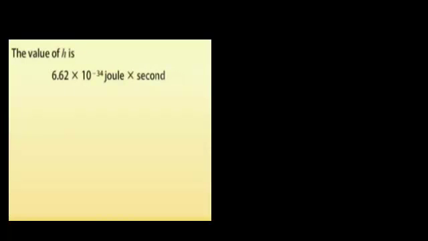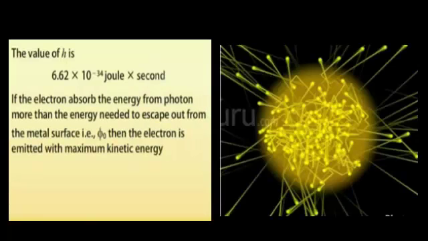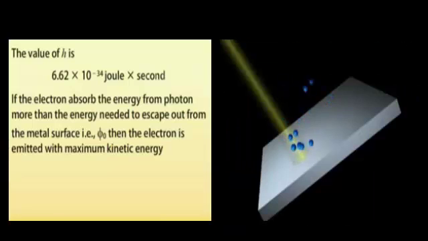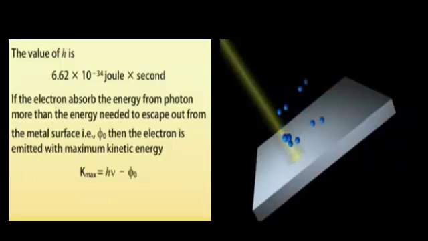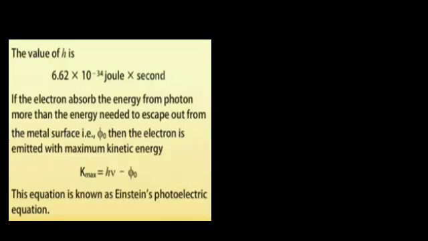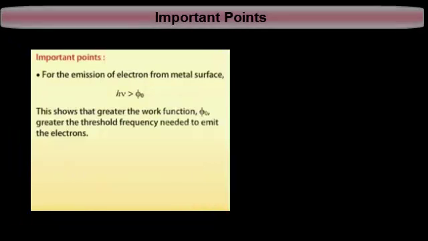For the emission of an electron from the metal surface, hν is greater than φ₀. This shows that the greater the work function φ₀, the greater the threshold frequency needed to emit the electrons. The more the number of photons available, the more the number of electrons absorb energy from the photons, and therefore greater is the number of electrons emitted from the metal surface.